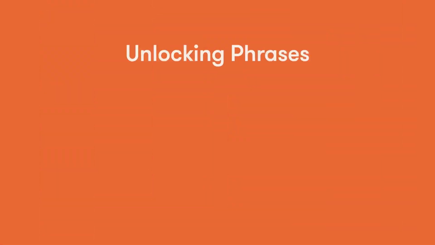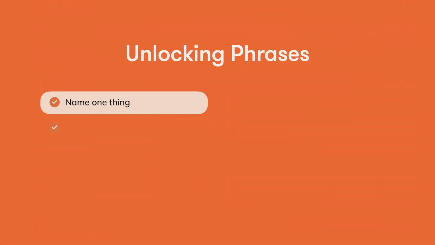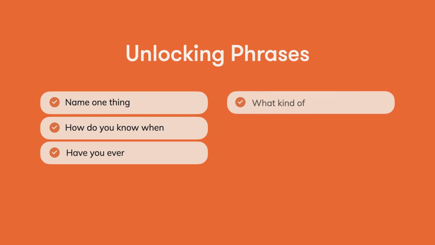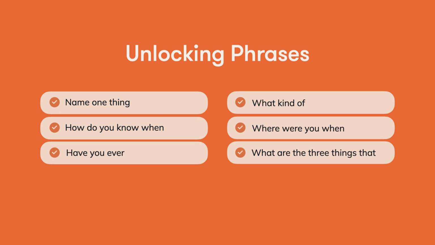Got a few more unlocking phrases. Name one thing. How do you know when? Have you ever? What kind of? Where were you when? What are 3 things that? In each of these, you are increasing the odds that you are going to get your members excited to contribute what they came to accomplish. What you see in each of these is that your members are going to be excited to contribute.